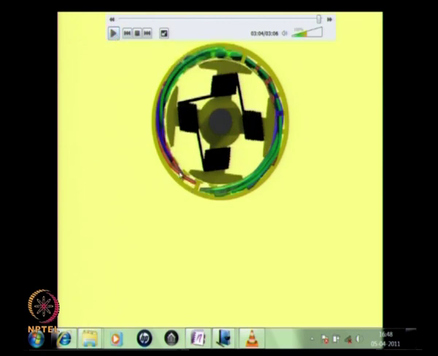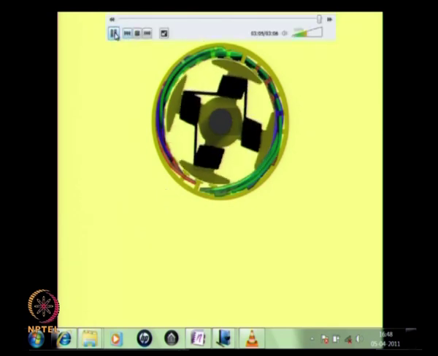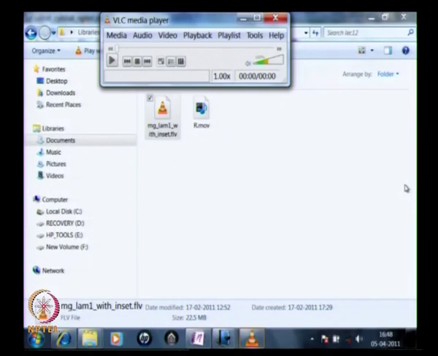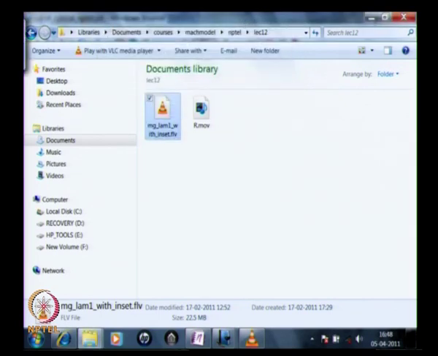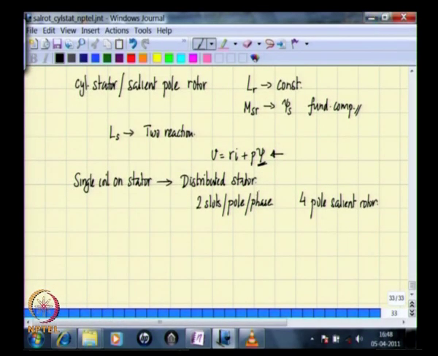Here we have number of slots for a particular phase, say R phase is only 2 slots in a particular pole area. If it is a large machine, that number of slots may be much higher, it may be 4 slots per pole per phase or maybe even more. So, this is how the system is going to look. So, what we have is a distributed stator winding.